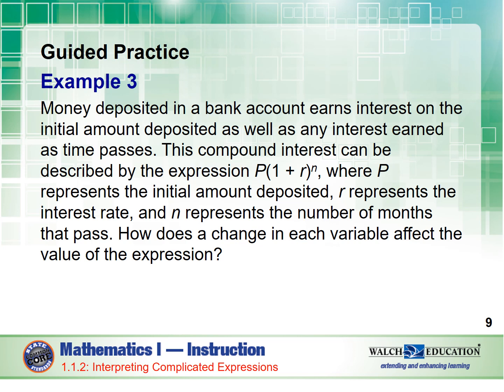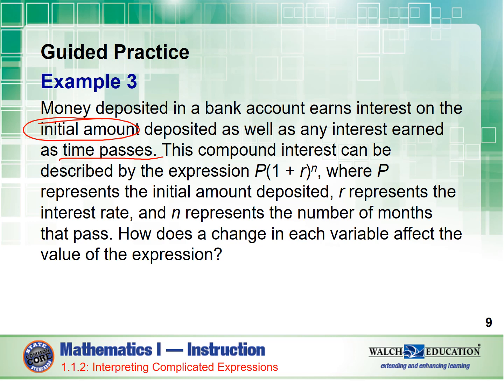Okay, so we're depositing money in a bank account that earns interest on the initial amount deposited, as well as interest earned as time passes. So we've just said a couple of things. It earns interest on the initial amount as well as any interest earned as time passes. This compound interest can be described by the expression P(1 + r)^n, where P represents the initial amount deposited, r is the interest rate, n is the number of months that pass.